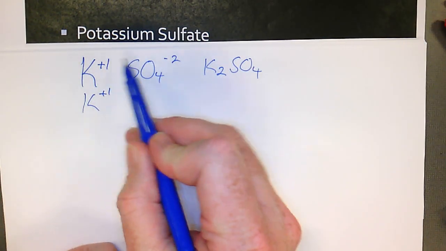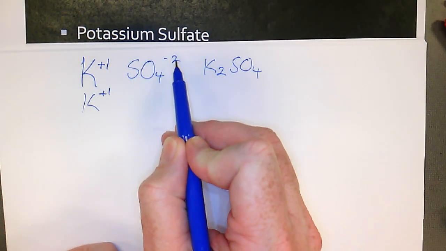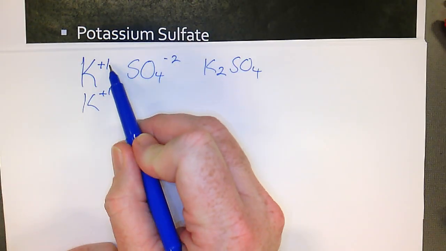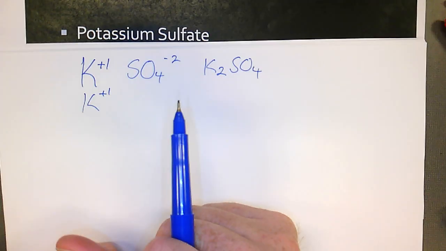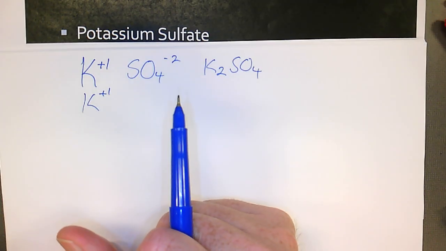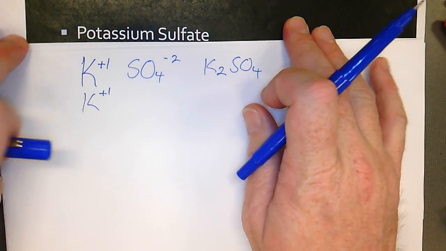But the math is exactly the same. You could still do least common multiple. Least common multiple is 2, right? 2 divided by 1 would be 2. 2 divided by 2 would be 1. We just have 1 SO4. Are you with me? Is that super difficult?